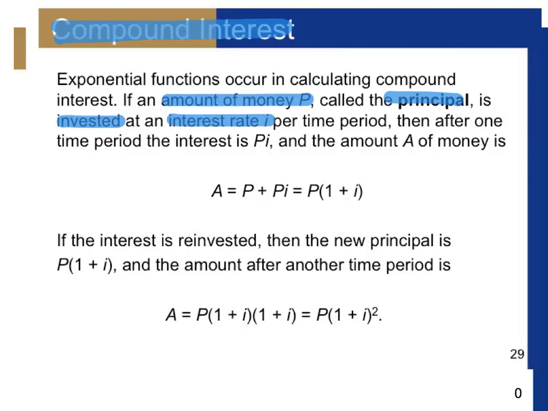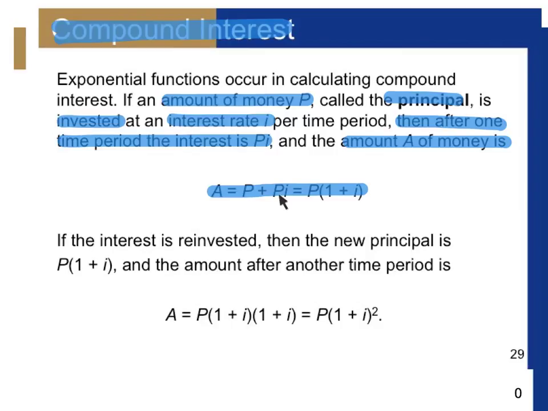And then after one time period, the interest is P times I. So that's simple interest, right? The amount of money in the account is called A, and then we have this relationship: A equals P plus PI, or P times 1 plus I. Now what are those parts? The P is just what you initially invested, and the PI is the interest that you earn. So you add the principal to the interest, and to get this, we just factor out the P: P times 1 plus I.